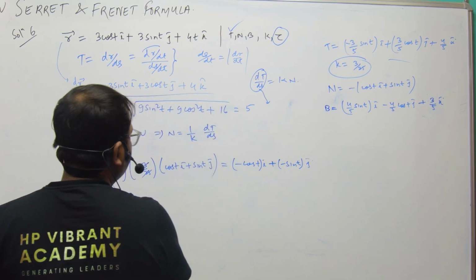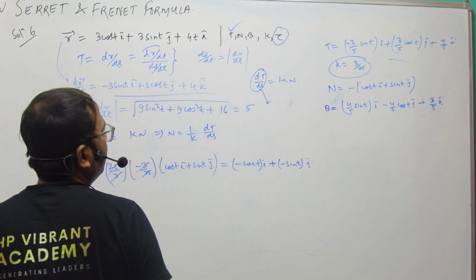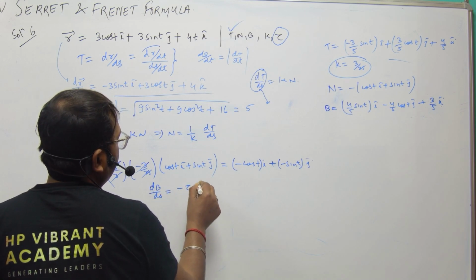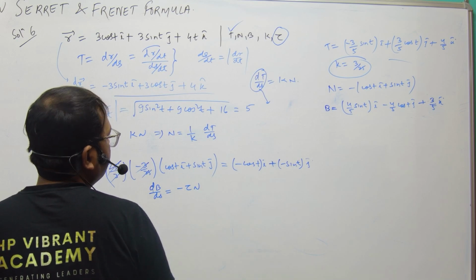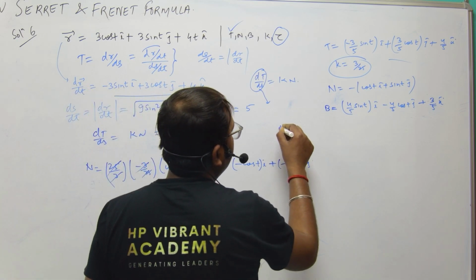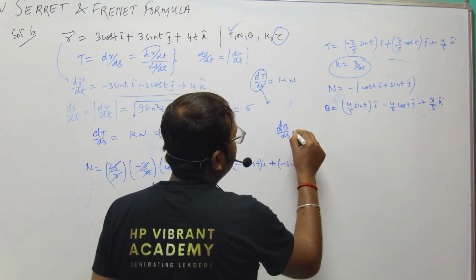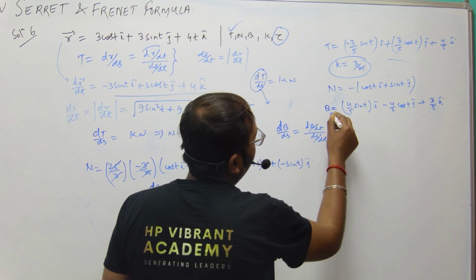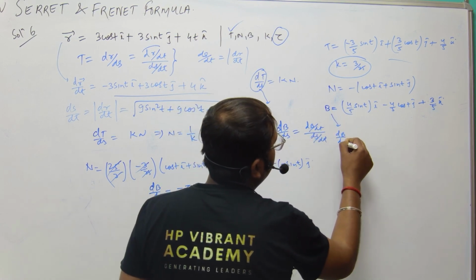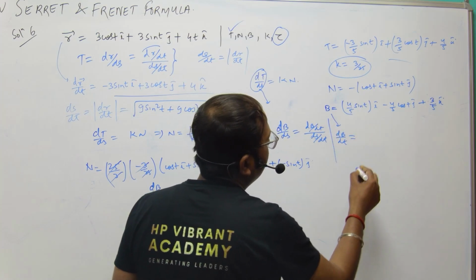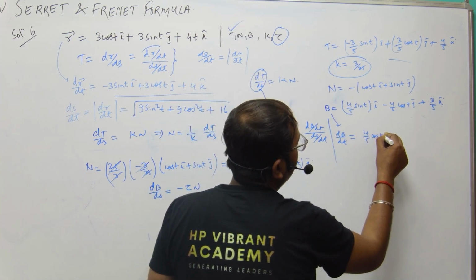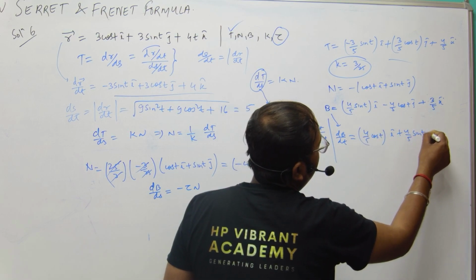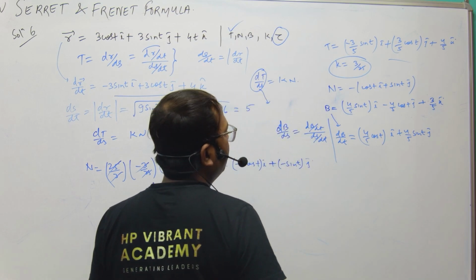How can we find this? From the second expression of the Serret-Frenet formula, dB upon ds is equal to minus tau n. So let us calculate dB upon ds. We can write this as dB upon dt upon dt upon ds. From here let us find dB upon dt. dB upon dt we can write as 4 upon 5 cos t i cap plus 4 upon 5 sin t j cap. Okay, this is the value of dB upon dt.